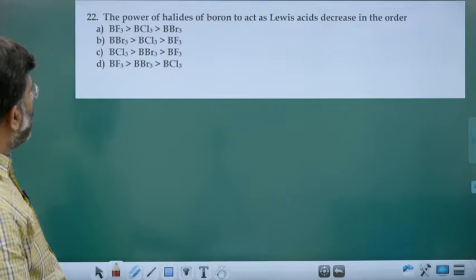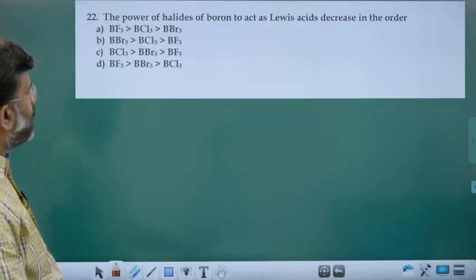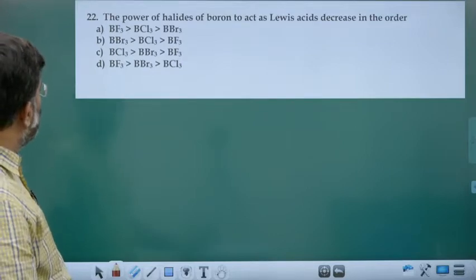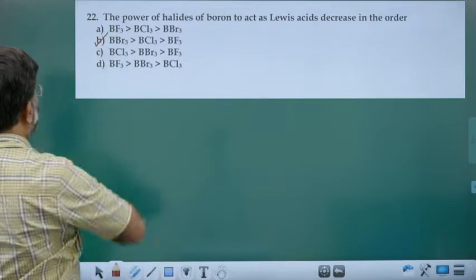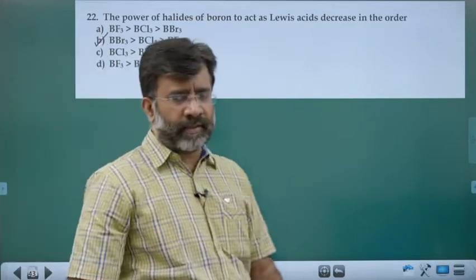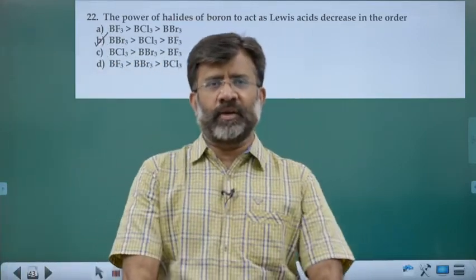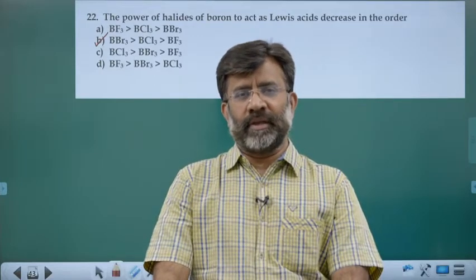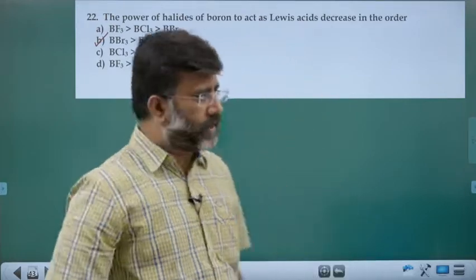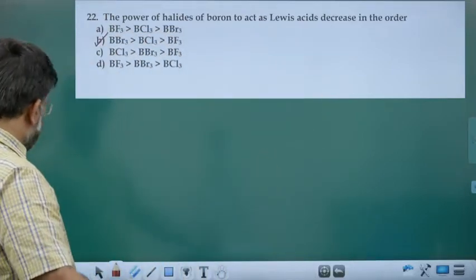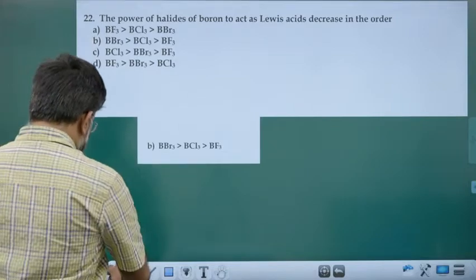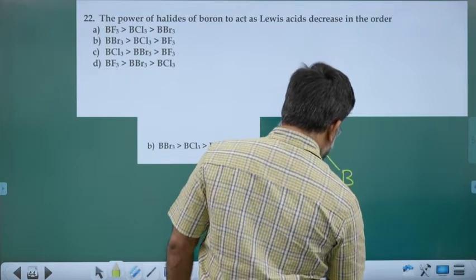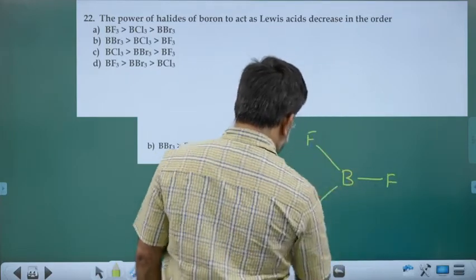The power of halides of boron to act as Lewis acid decreases in the order. BF3 is a weak Lewis acid. Answer is option B: BBr3, BCl3, BF3. BF3 is a weak Lewis acid due to effective back bonding. You see, there is back bonding in BF3.